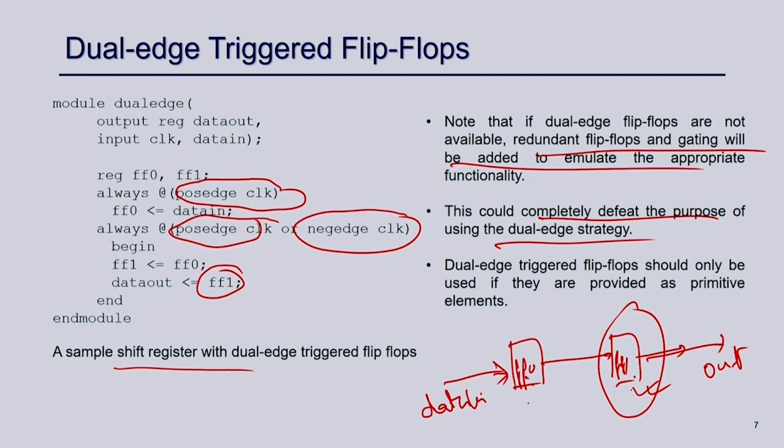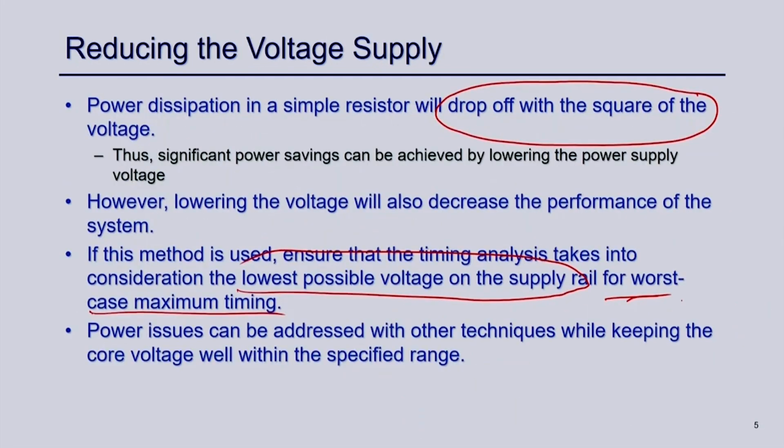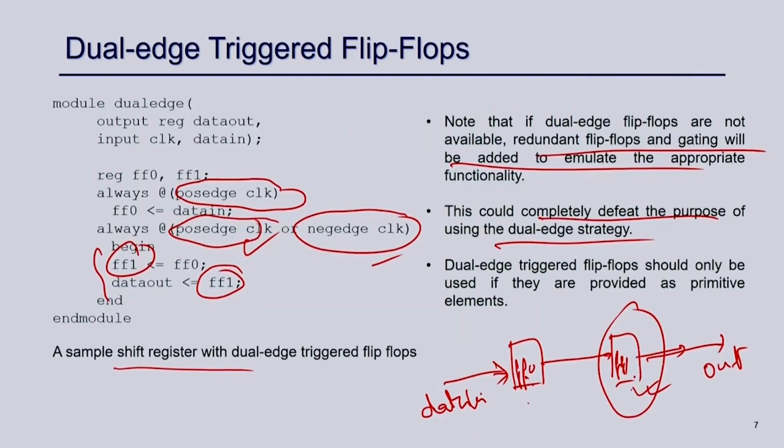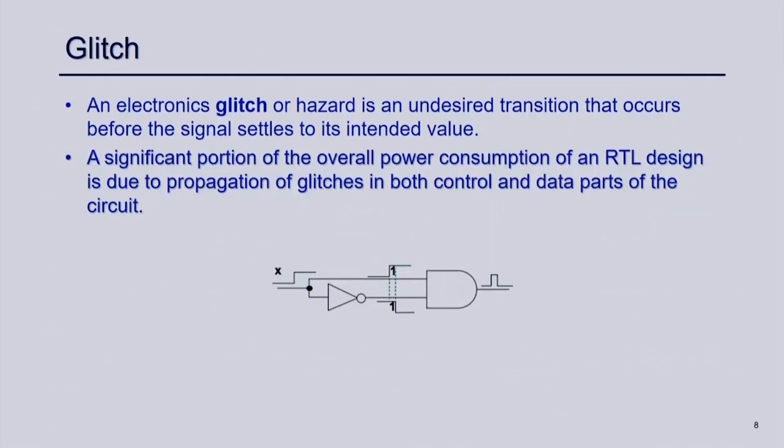I mean, you can update your registers on both the positive edge and negative edge of the clock, so that this particular flip flop will map to the dual edge triggered flip flop, and effectively your power consumption will be reduced. Okay. So, this is another technique. We have learned clock gating, we have learned reducing voltage supply, then we have learned dual edge triggered flip flop concepts. Okay. Now we will move on to another concept called glitch.